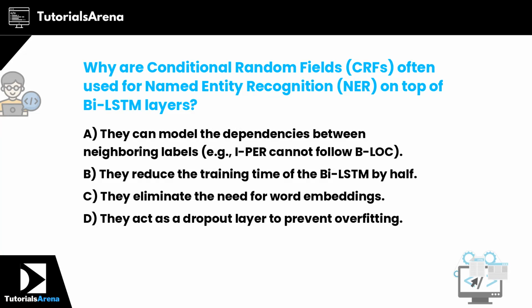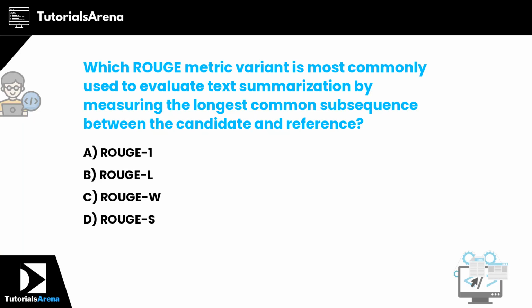Why are conditional random fields (CRFs) often used for named entity recognition (NER) on top of LSTM layers? The correct answer is option A. They can model the dependencies between neighboring labels, e.g., I-PER cannot follow B-LOC. Which ROUGE metric variant is most commonly used to evaluate text summarization by measuring the longest common subsequence between the candidate and reference? The correct answer is option B, ROUGE-L.